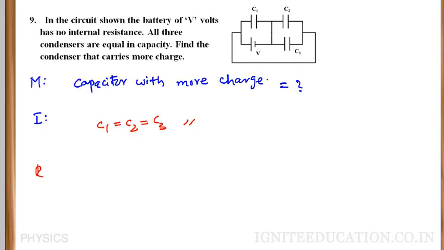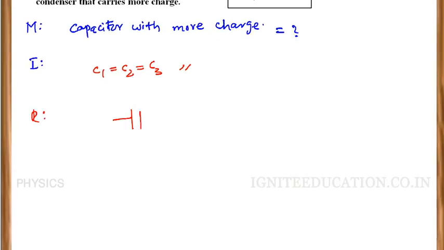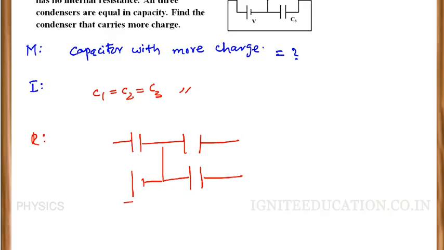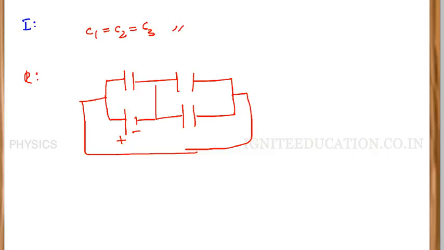Now I'll resolve the circuit. First of all, I'll redraw the circuit. So this is the drawing. Now I am naming the plates of the capacitors 1, 2, 3, 4, 5, 6, and I am naming the plates of the battery also 7 and 8.